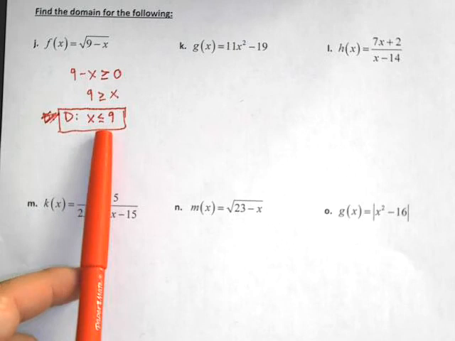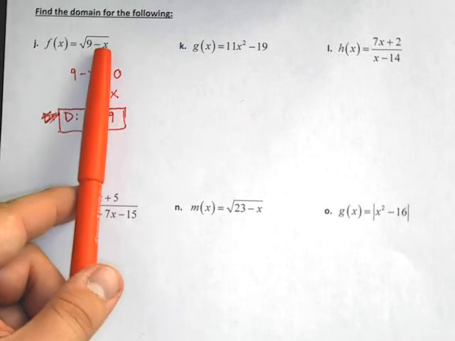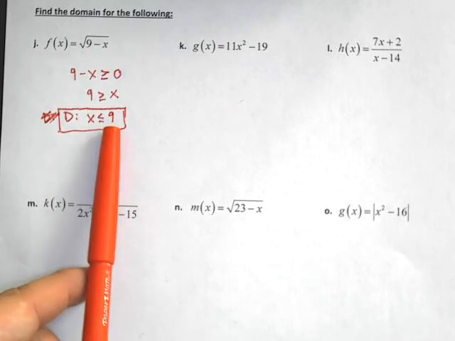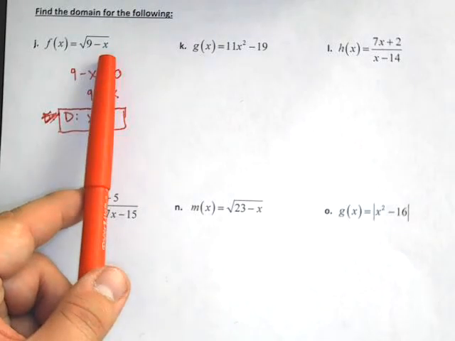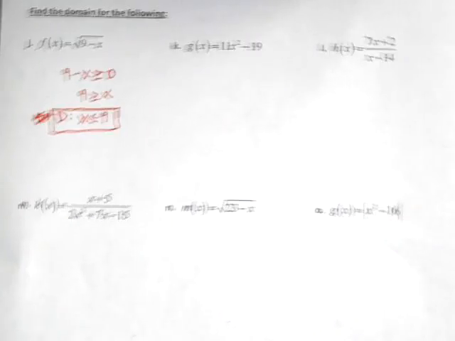If we take an 8, right? 8 is less than 9, we can plug that in, that's fine. But if we took something greater than 9, such as 10, well, 9 minus 10 is negative, and then we can't do it anymore. Okay? Sorry about that.